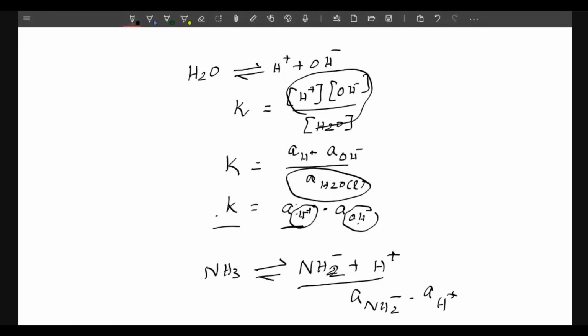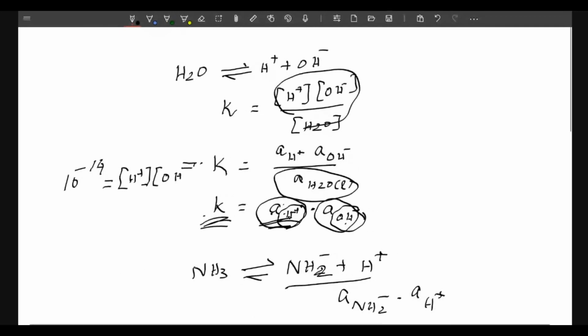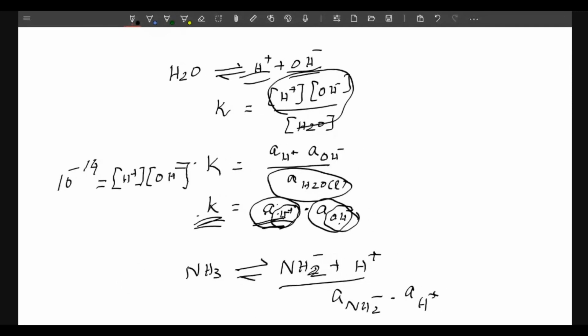And upon calculation, the value is found to be 10 power minus 14. The 10 power minus 14 is due to the activity of H plus and the activity of OH minus. Here the concentration is very, very small. Therefore, we take the activity coefficient equal to 1. Therefore, in place of activity, you can put the concentration of H plus and the concentration of OH minus. The concentration of H plus would be the same as the number of moles of OH minus. Therefore, if you put it as X concentration, X square is equal to 10 power minus 14. What is X? 10 power minus 7. Do you follow? Yes, sir.